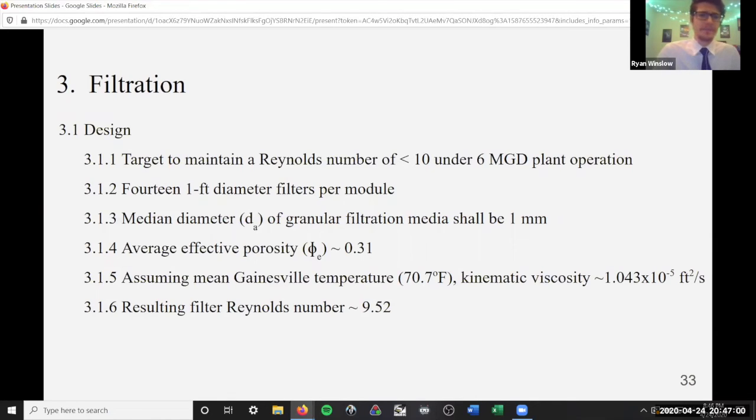The average effective porosity for a coarse sand is between 0.26 and 0.36, so we will assume an average of about 0.31. The kinematic viscosity we will assume to be about 1 × 10⁻⁵ square feet per second, which corresponds to a mean temperature for Gainesville of around 70 degrees Fahrenheit. And when all those numbers are put into the calculation, the resulting filter Reynolds number is about 9.52.